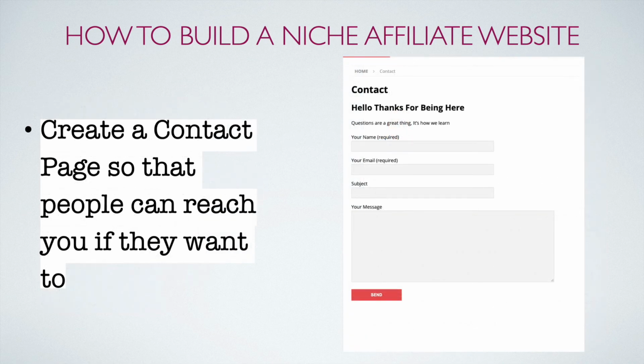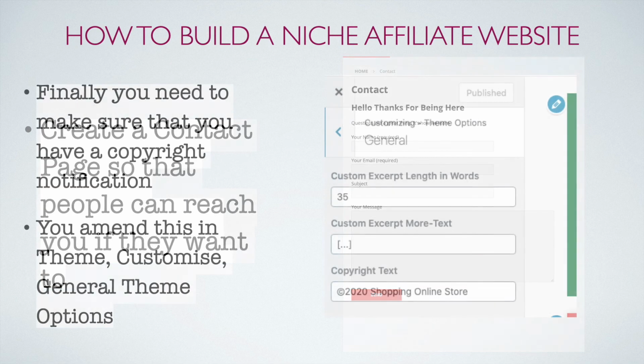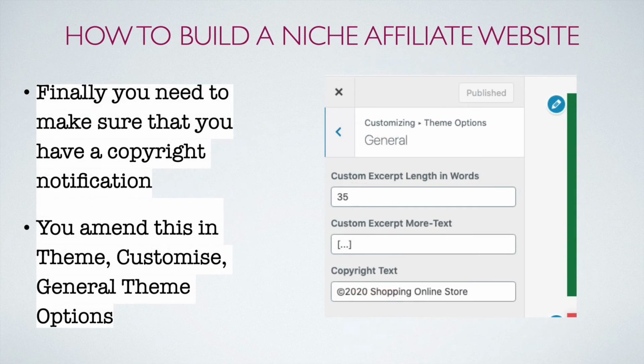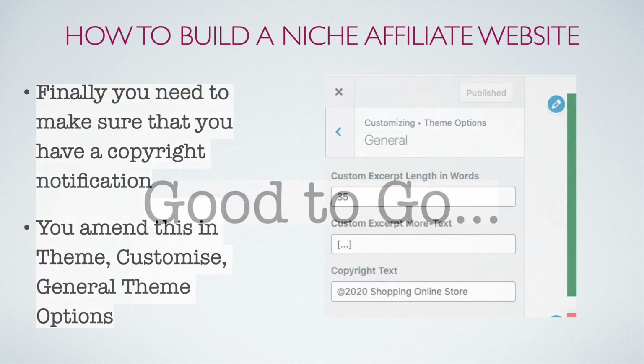Also, create a contact page so that people can reach out to you if they want to, and this is a little contact plugin which enables you to have these boxes, and it's very straightforward. Finally, you need to have a copyright notification on your site, and you can amend this if you go into themes, Customise, which we've already done, go to general theme options, and you'll see a copyright text, and you just need to change that to whatever your store name is.